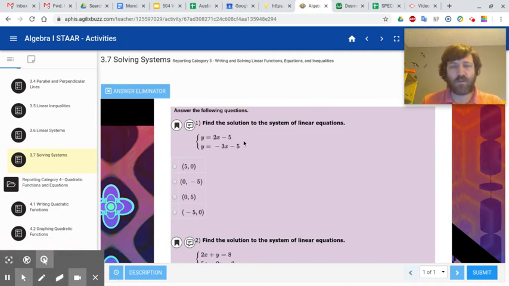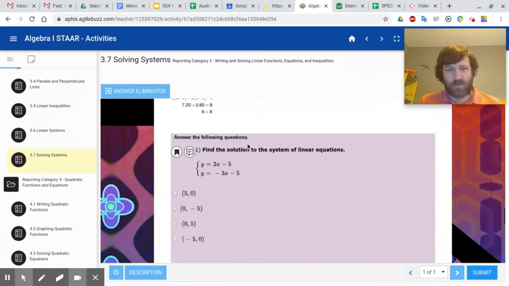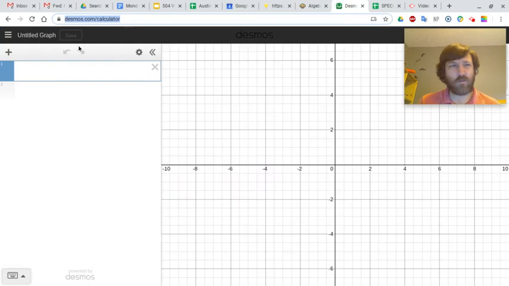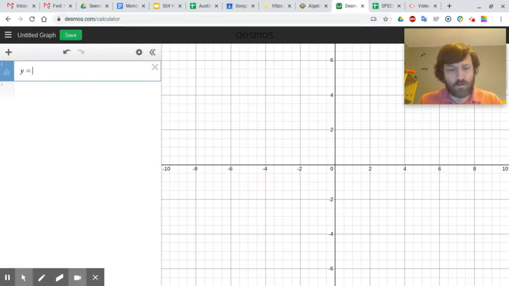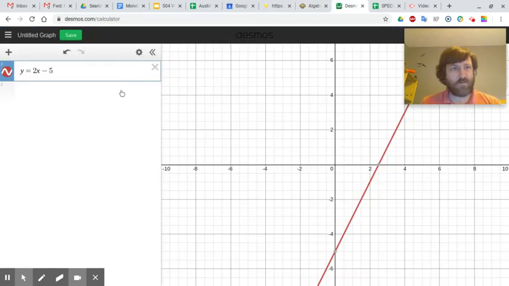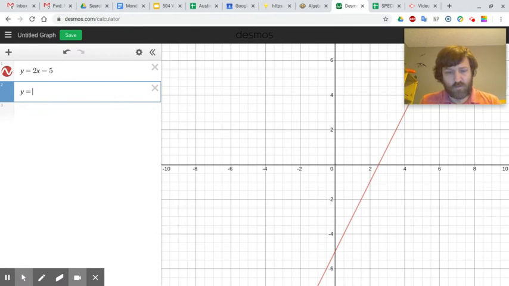So let's look at this first one, and then I think you'll be able to handle the rest of this more or less on your own. So find the solution to the system. y equals 2x minus 5 is the first equation. And then y equals negative 3x minus 5.